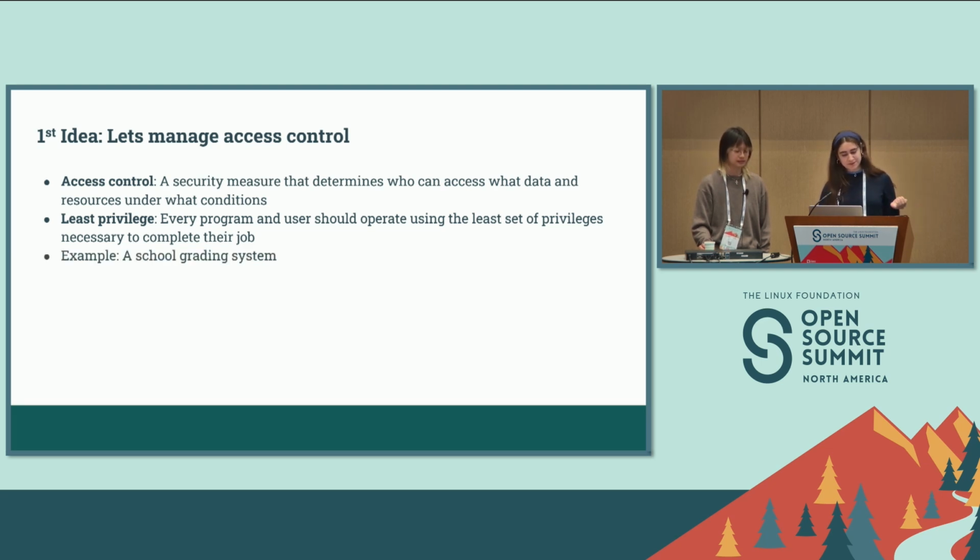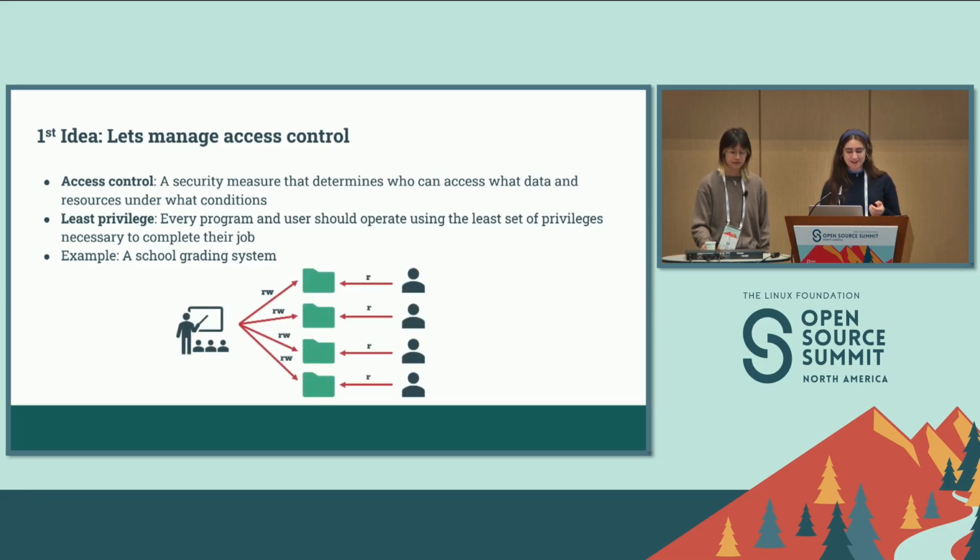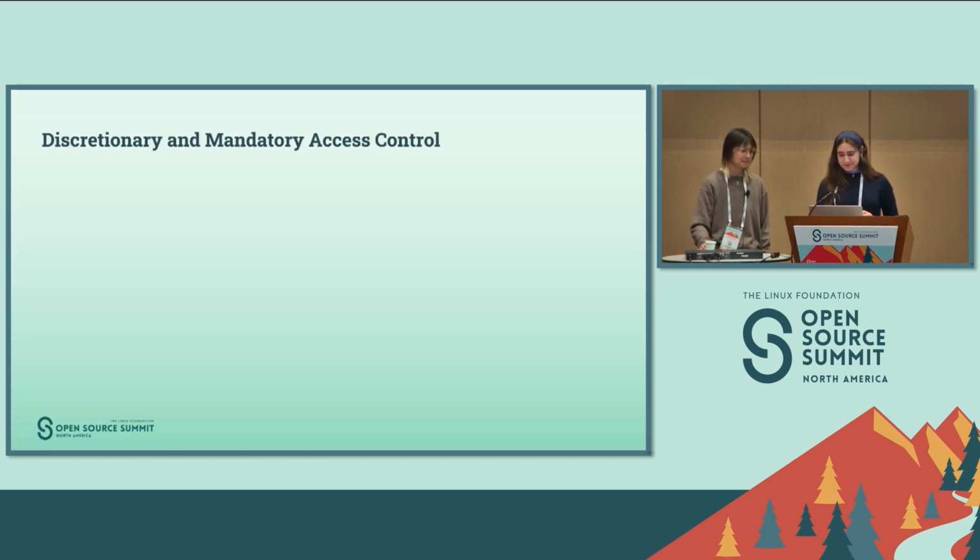If we want to look at a real life example of access control, we can think about a school grading system. Let's say we have someone who is a teacher, and then we have a bunch of students, and we want to allow the teacher to have permissions to read and write to all of their students' grade files, but each student is only going to have read access to their own grade file. While it wouldn't necessarily break the grade book if each student could read other students' files, we just don't want to give them that access because they don't need it, and so we're still keeping least privilege in mind.